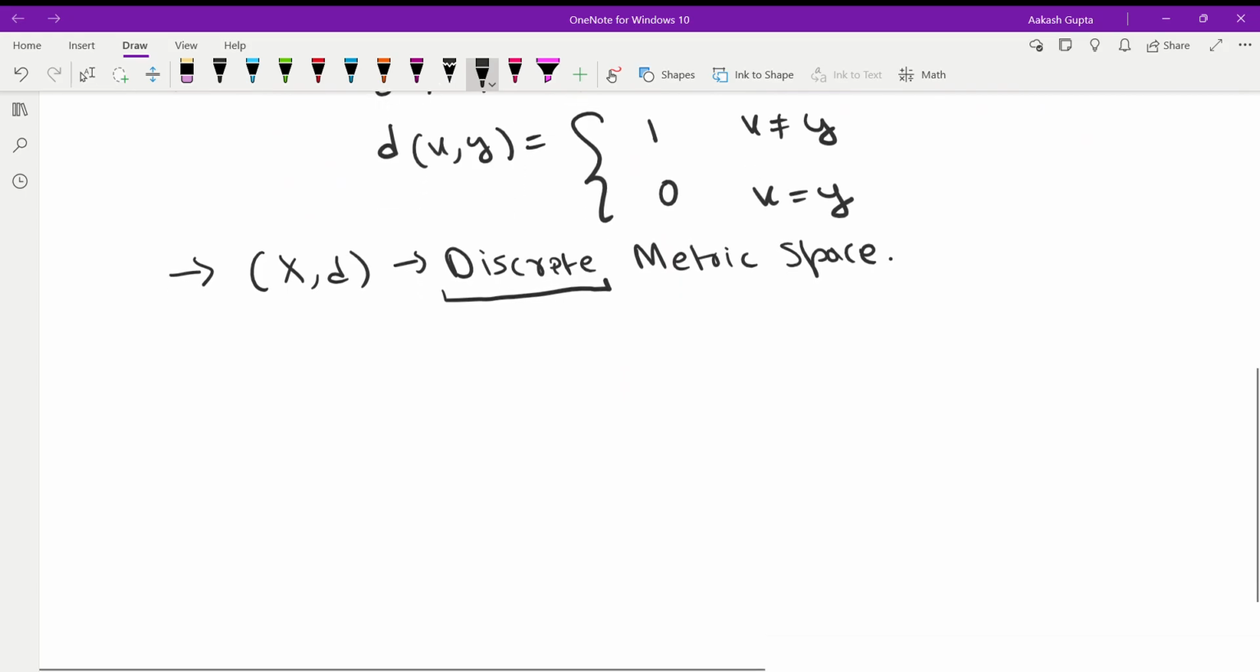Okay. Now let us proceed. Let me recall a few more things about metric spaces. I think you remember this notation.